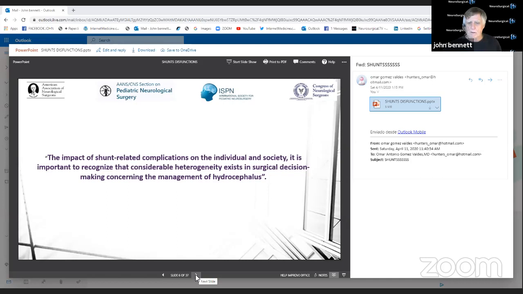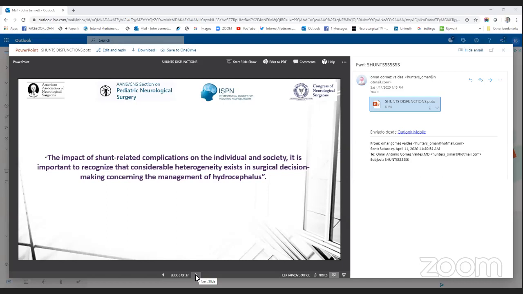Just keep rolling. Well, as we know, the impact of shunt-related complications on the individual and society, it's important to recognize this heterogeneity, because we know that not all the patients had the same kind of two types.